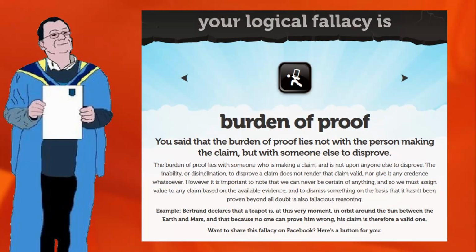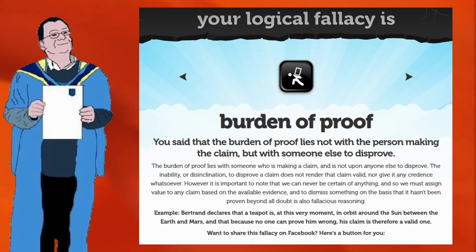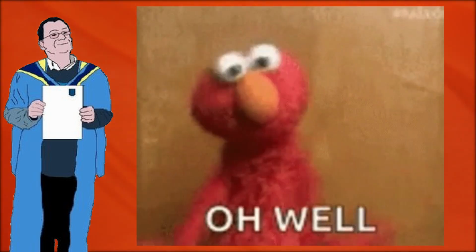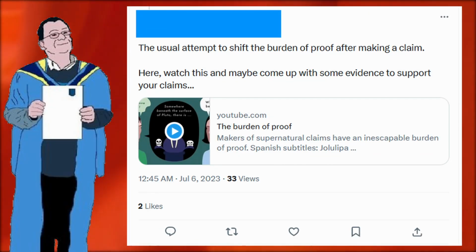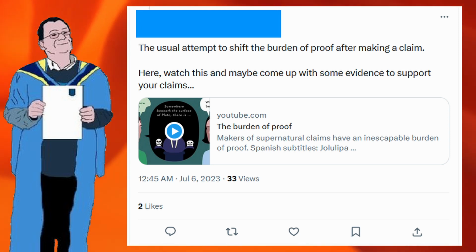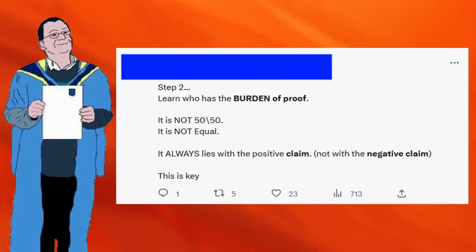In this one we're going to take a quick look at the shifting of the burden of proof fallacy. Of course, I probably should have done a video on the burden of proof first, but oh well. This is a fallacy that we often see being shouted out in many discussions in the online atheist and skeptic sphere. Sometimes it's called out correctly, of course, but I often also see it misused.